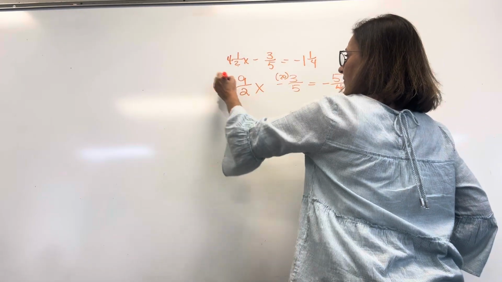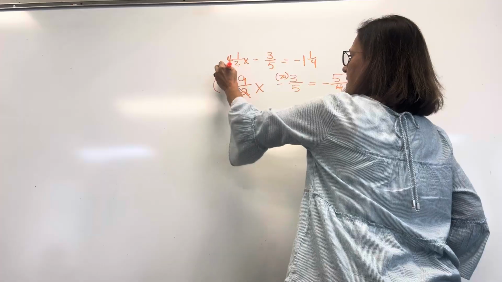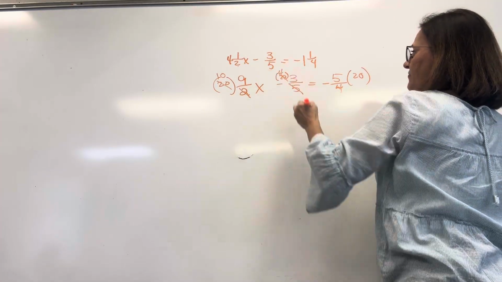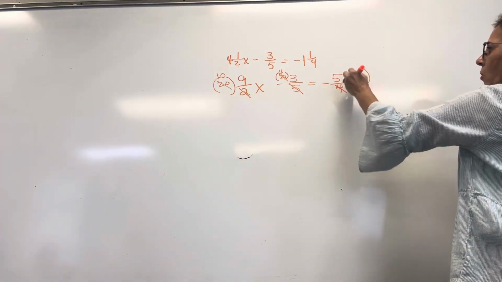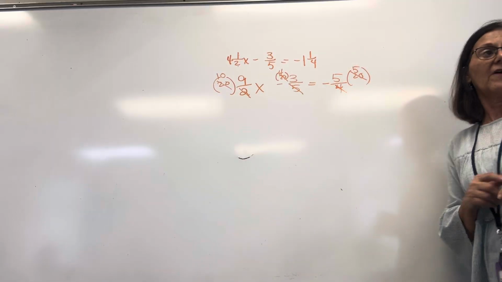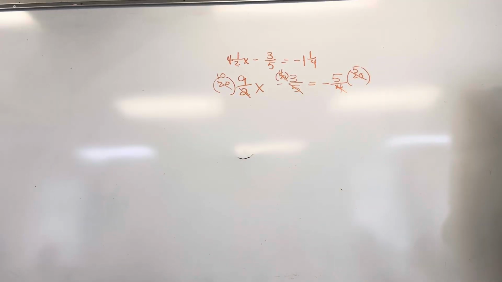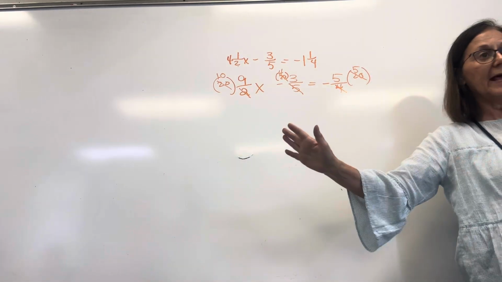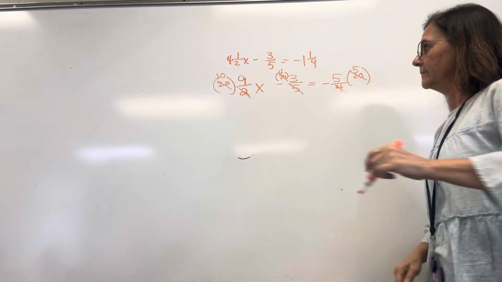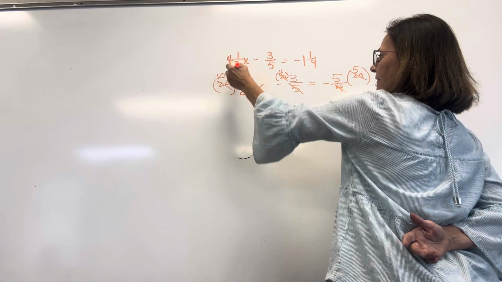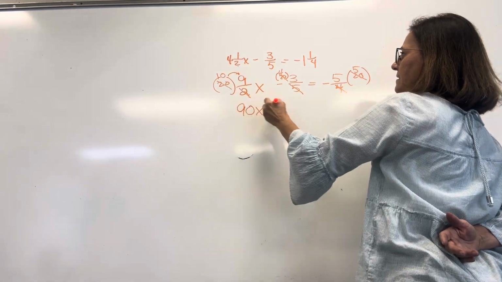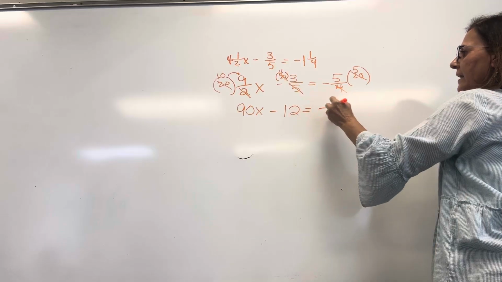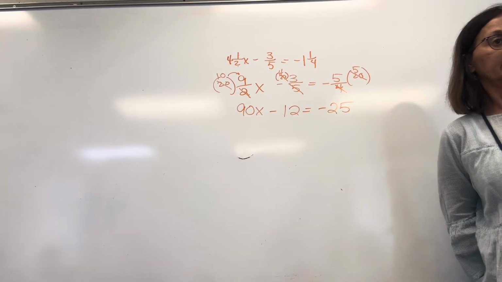All right, so I simplify the 2 and the 20 becomes a 10. I simplify the 20 and the 5, that becomes 4. I simplify the 4 and the 20, that becomes 5. So that every denominator is crossed off. Denominators are gone. Then I'm going to multiply. That becomes 90x minus, that's 12, equals negative 25.